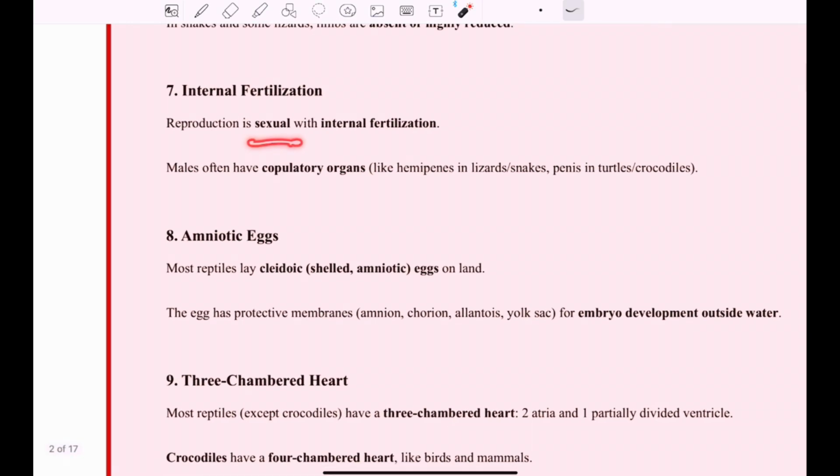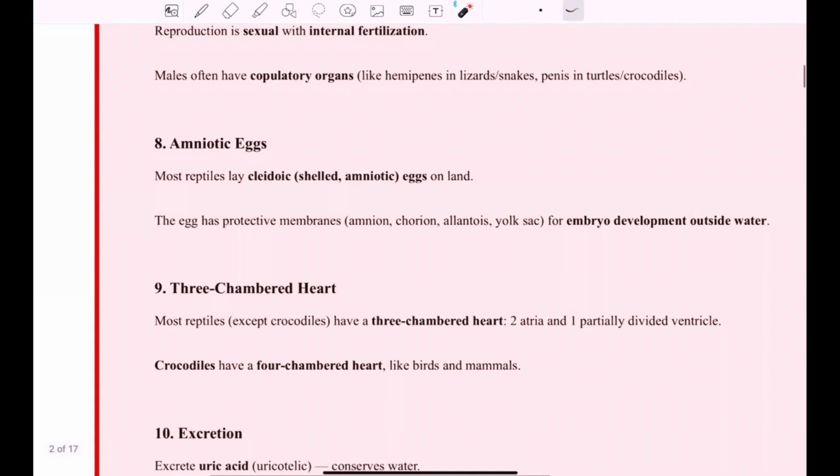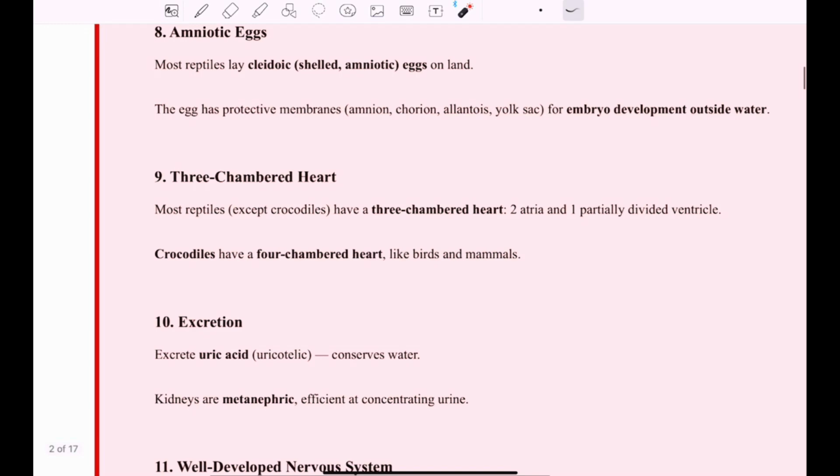Reproduction is sexual with internal fertilization. The males have a copulatory organ. For example, in lizards you will see the hemipenis. In case of turtles and crocodiles, you will see the penis. The eggs are amniotic eggs. In order to survive in the dry terrestrial environment, they have proper yolk laid, cleidoic eggs, shelled and amniotic eggs. It has amniotic layers, the amnion, chorion, allantois, yolk sac for embryo development outside the water.